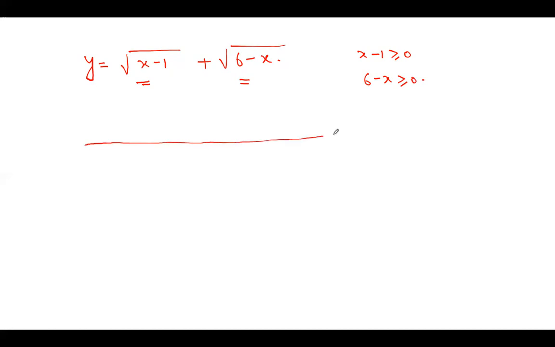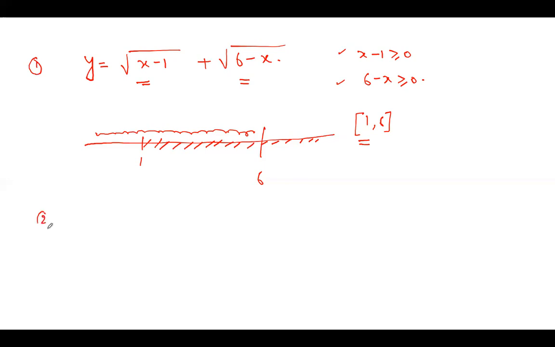Make a number line, right? First, x greater than or equal to 1, mark this. Secondly, x less than or equal to 6, so mark this. Now combine this. Combine means the common portion, the intersection of both of these, right? So the intersection is the common portion, that we can see is 1 to 6. This is the common domain of the function, right?